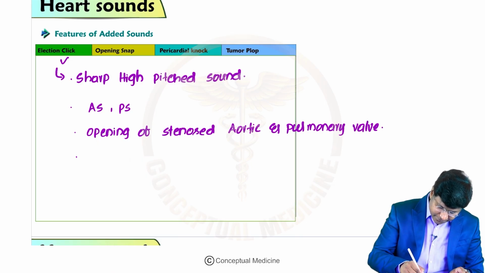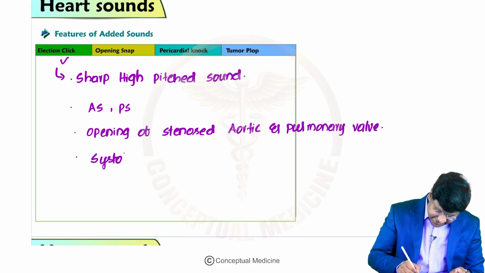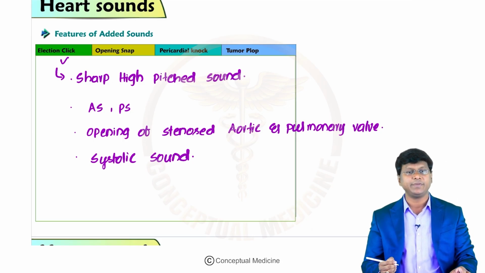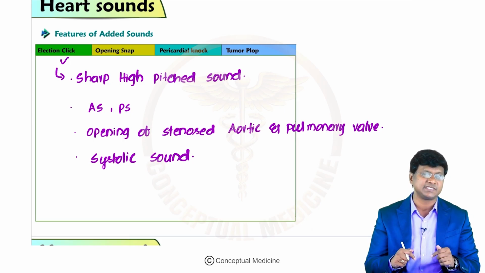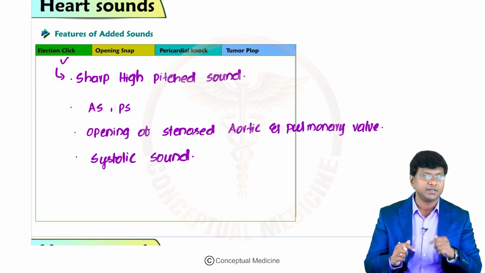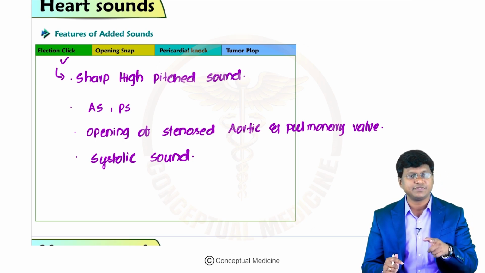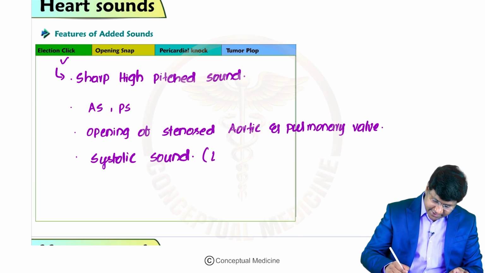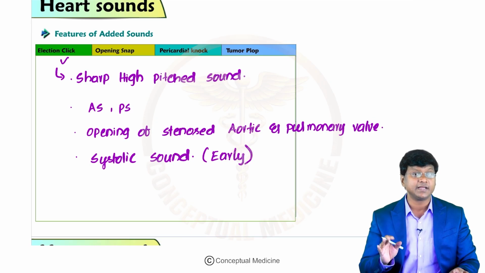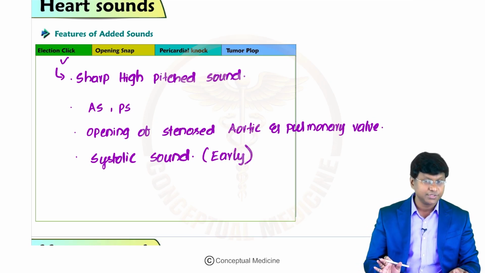Now, why do we need to consider it a systolic sound? Because the stenosed aortic valve will open during systole for the ejection of blood from the ventricle into the aorta. Because the stenosed aortic valve is opening during systole, it is considered a systolic sound, which is a sharp, high-pitched sound. And which phase of systole? It is heard in early systole. Okay, so that is about the ejection click.